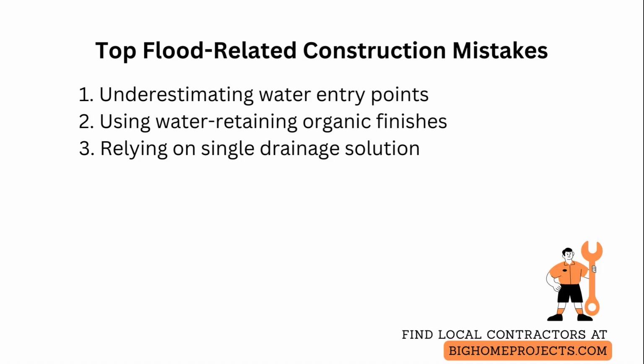Another frequent issue is choosing standard organic finishes that retain water and invite insects and mold, and the practical fix is to select non-cellulosic, quick-dry materials and design for component replacement. A third problem is relying on a single drainage or pump solution that fails during extreme events, and the correction is to build redundant drainage, gravity relief routes, and backup power for pumps while maintaining easy access for service.